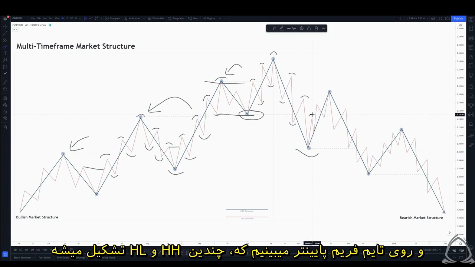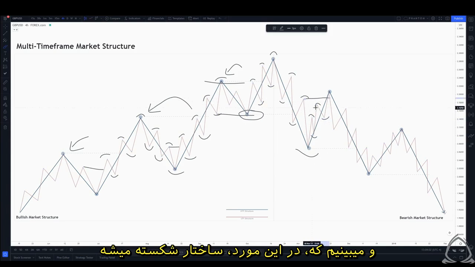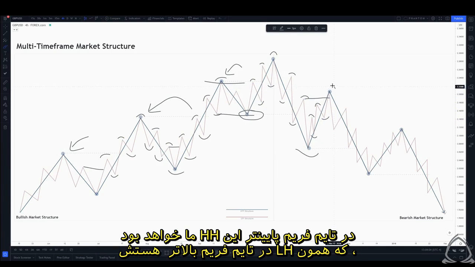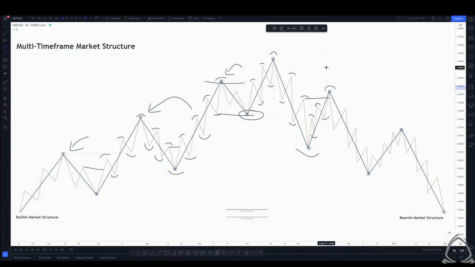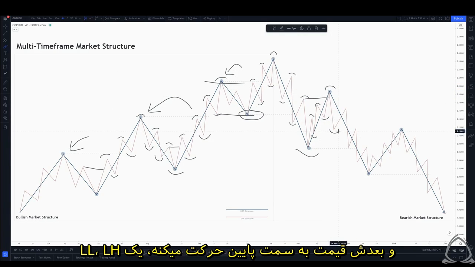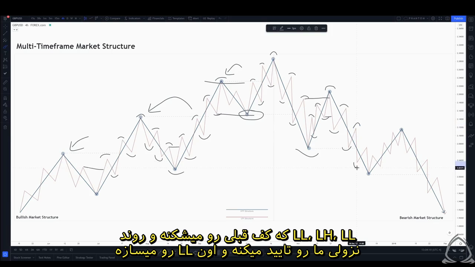And on the lower time frame, we can start to see that price is creating a series of higher highs and higher lows. And what we can see in this case, we would break this structure. This would be the higher high on the lower time frame, which would form our lower high on the higher time frame. And then price starts to move back to the downside. We create a lower low, a lower high, a lower low, a lower high, a lower low that breaks this previous low, confirming our bear trend, creating that lower low.